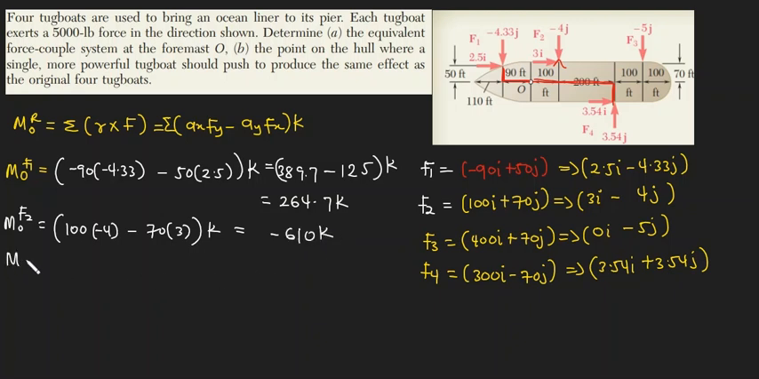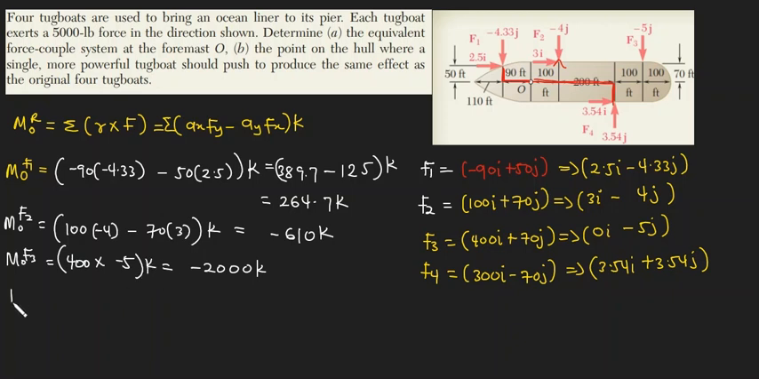So let's do the same for the third one also. For the third one, it has just a y component. So you're going to have 400 multiplying minus 5. So let's see what you are going to get. 400 times minus 5 gives us minus 2000k. Let's not forget the k.